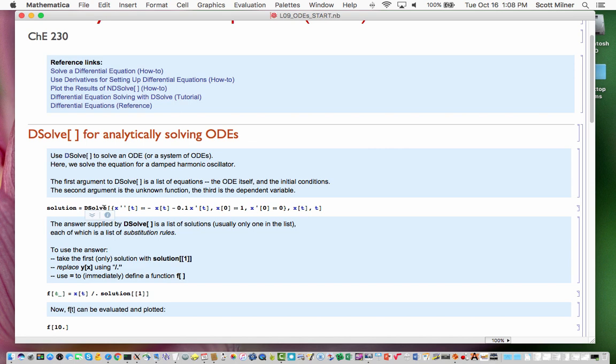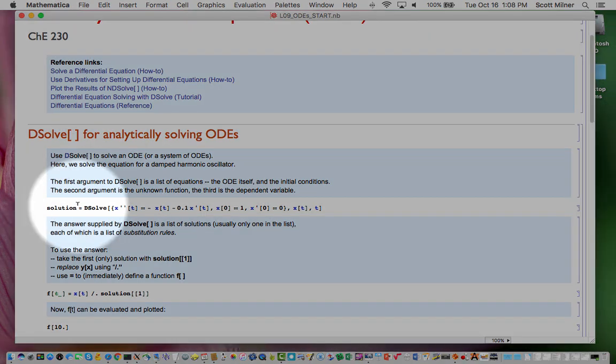So here's an example of the use of DSolve to solve an equation which can be solved analytically, namely a damped harmonic oscillator. So here's the use of DSolve. The first argument to DSolve is a list of the equations. First the differential equation itself, then the initial conditions.